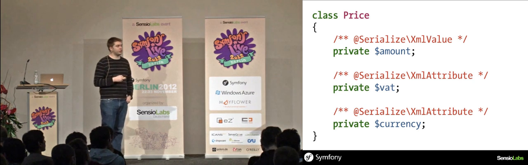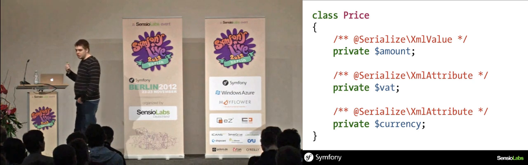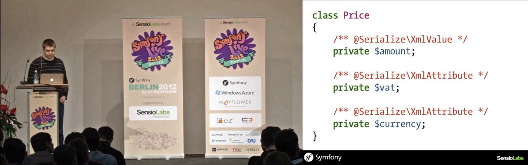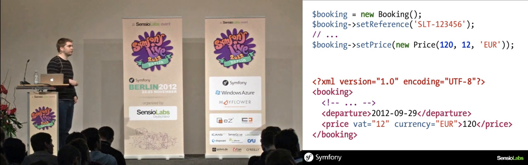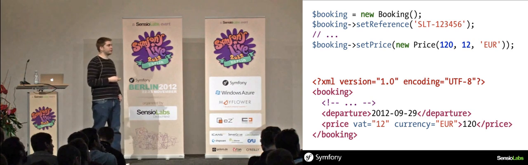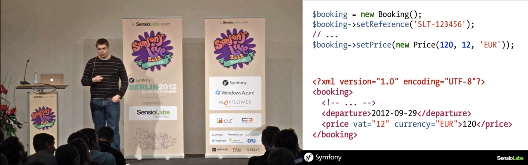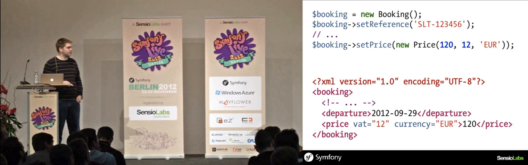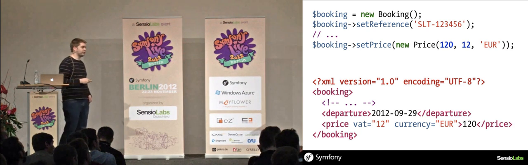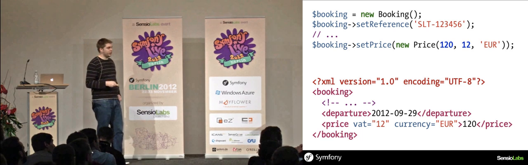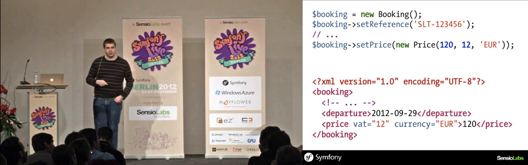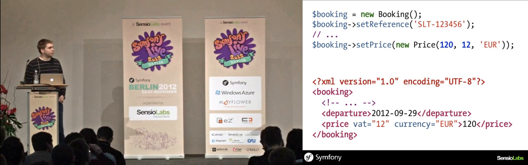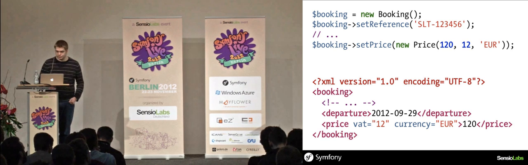So with this XML value annotation, I will say I want to have a price tag with two attributes, and the value of this tag will be amount. So in my booking object, I'm setting the price object, and I will serialize my object to an XML output. So as you can see, the price contains two properties, VAT and currency, and the node value is the amount. So you can completely customize the serialization.